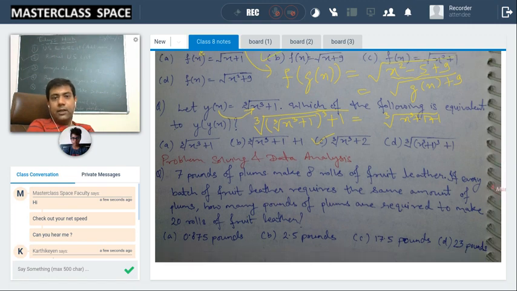Now next. This is a question of ratio and proportion. This is from a new chapter and you must have studied proportion. Yeah. Oh, then it's going to be very easy. Just tell me what's going to be the answer. 7 pounds of plums makes 8 rolls of fruit leather. If every batch of fruit leather requires the same amount of plums, how many pounds of plums are required to make 20 rolls of fruit leather?